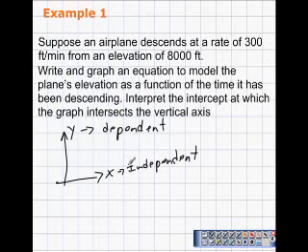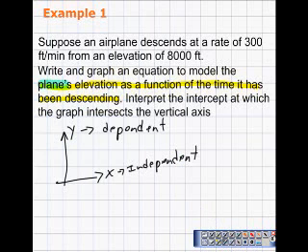So if we read the problem here, suppose an airplane descends at a rate of 300 feet per minute from an elevation of 8,000 feet. Write and graph an equation to model the plane's elevation as a function of the time it has been descending. This part of this sentence right here, the plane's elevation as a function of the time it has been descending, gives us the relationship we're going to be looking for.